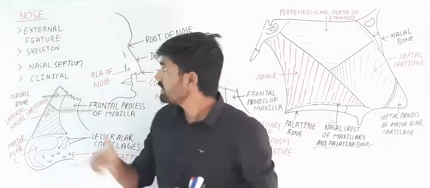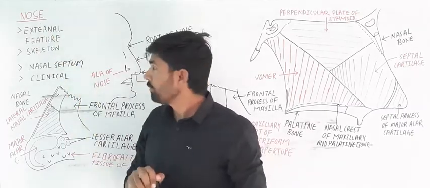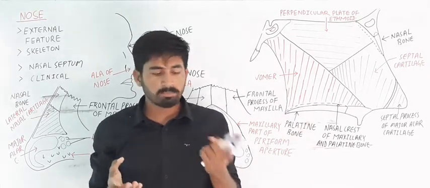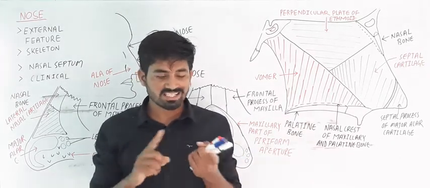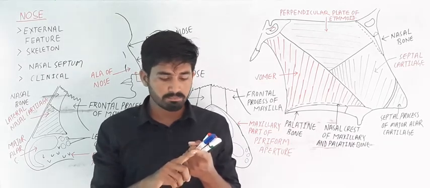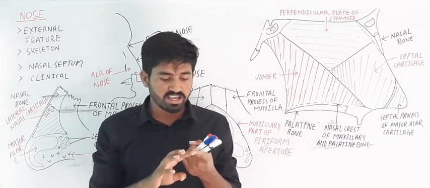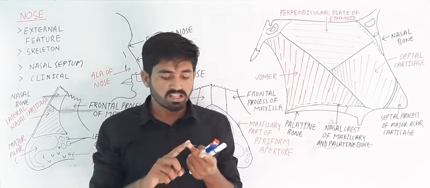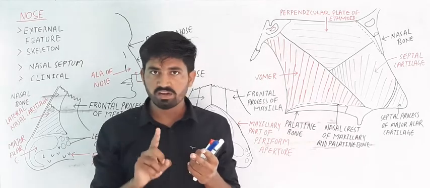Hi friends, today our topic is the nose. We will read the nose in two portions, part 1 and part 2. In part 1 we will see the external features and the skeletal framework. It's formed by the bony and the cartilage parts, which we will discuss. And the nasal septum and the clinical things, all these we will discuss in part 1.